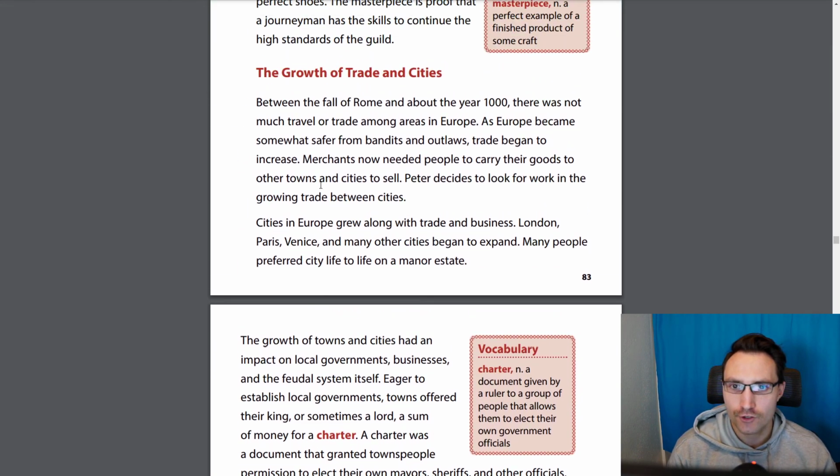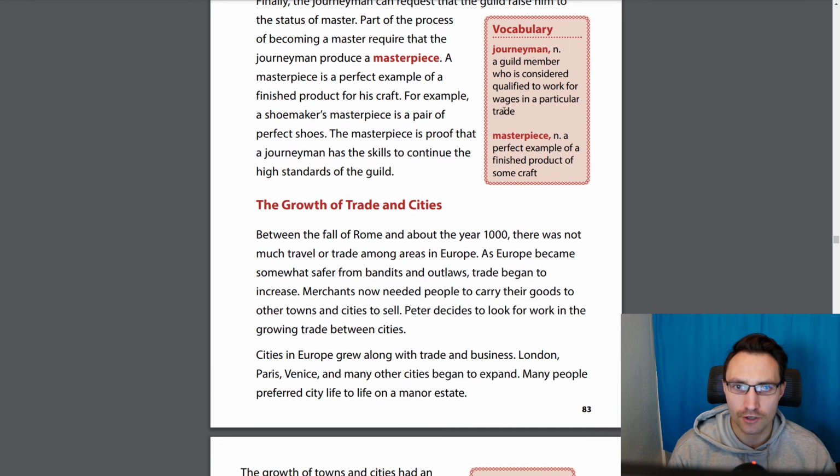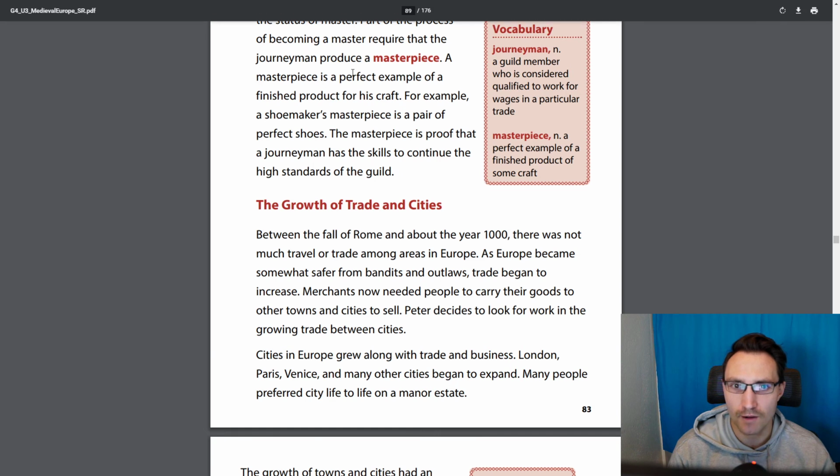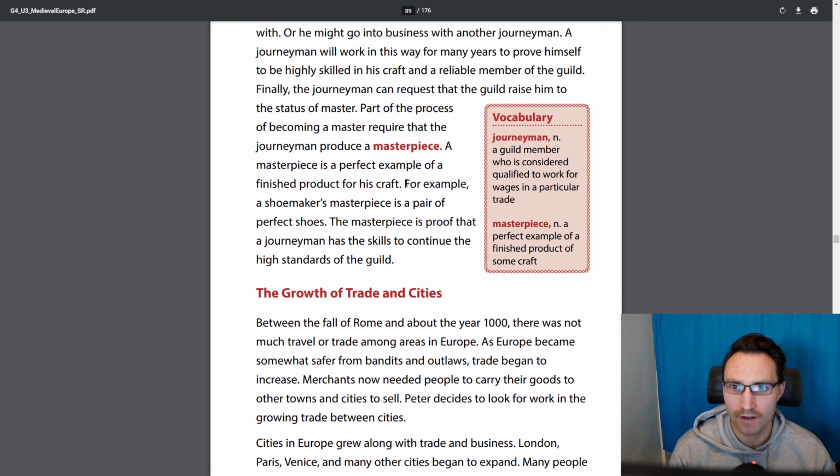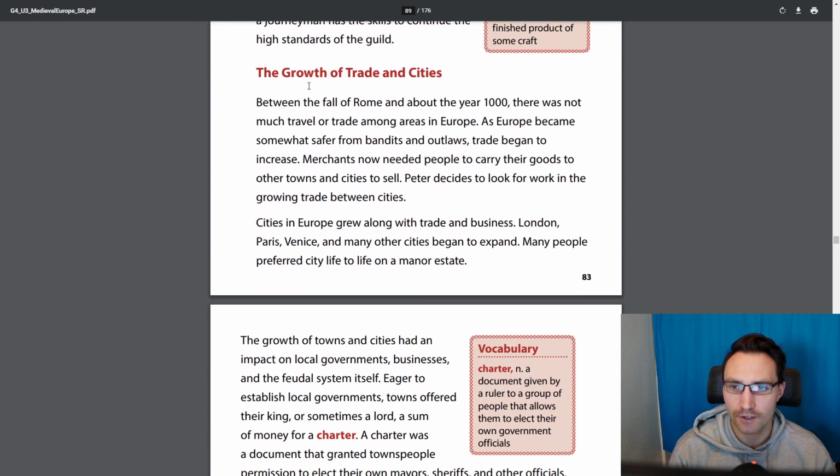Okay, so the growth of trade in cities. So we've learned about the serf going to the city and looking at all these different vendors and knowing that the vendors are actually part of guilds, and how to become a member of the guild and to be an apprentice and at some point become the master craftsman. So now let's learn about the growth of trade in cities.